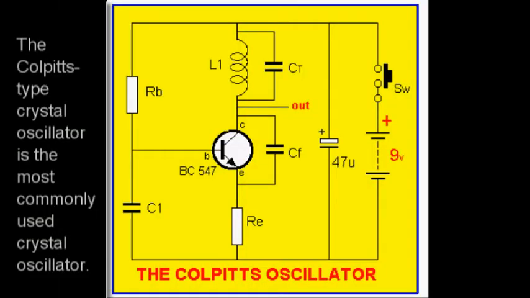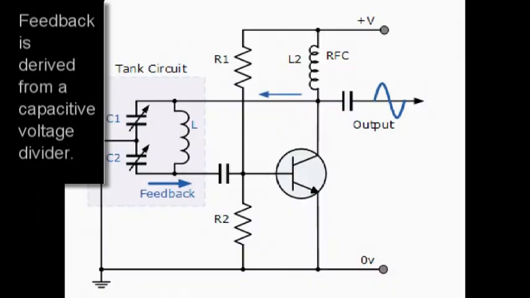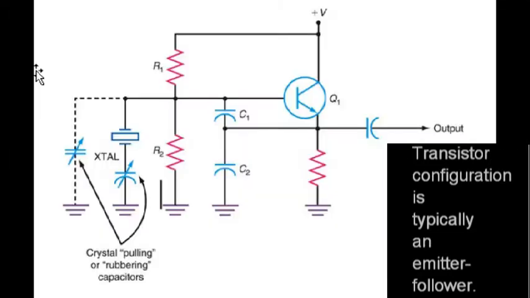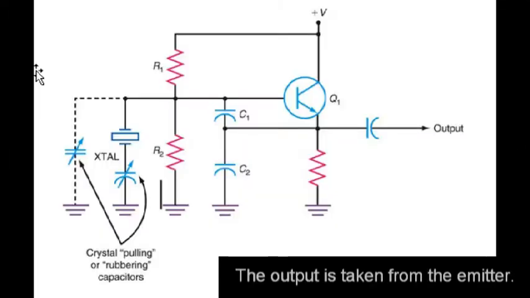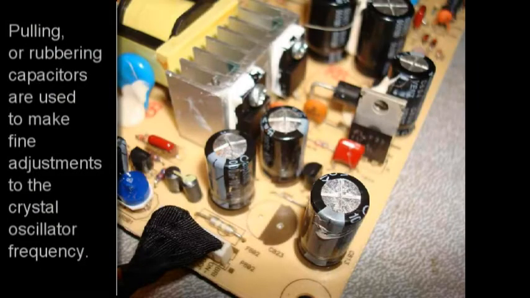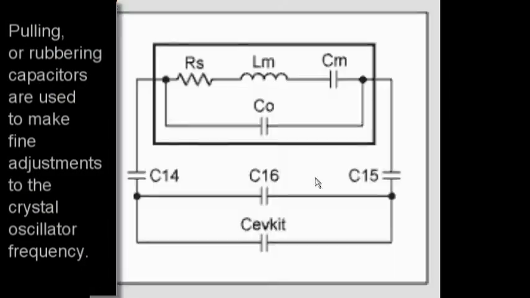The Colpitts-type crystal oscillator is the most commonly used crystal oscillator. Feedback is derived from a capacitive voltage divider. Transistor configuration is typically an emitter follower. The output is taken from the emitter. Pulling or rubbering capacitors are used to make fine adjustments to the crystal oscillator frequency.